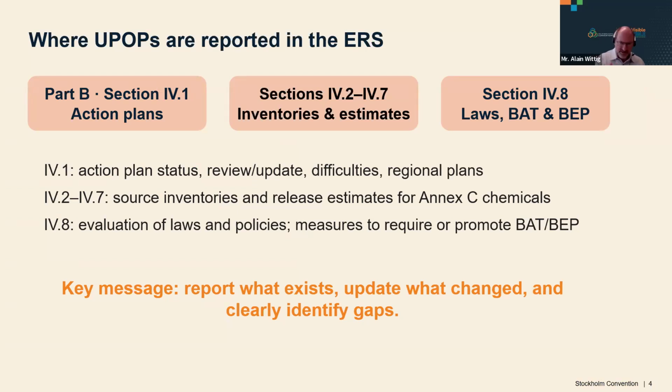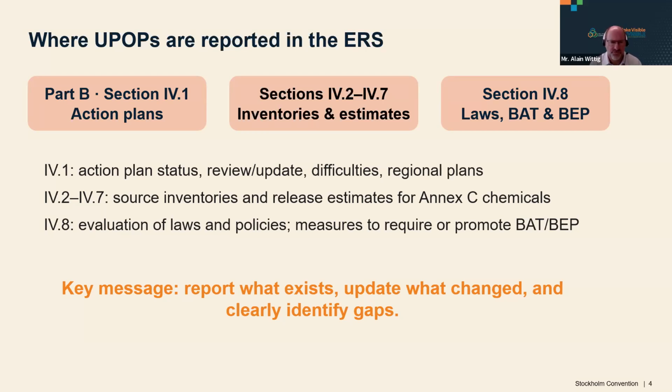So basically, all this Article 5 information is reported in Part B, Section 4 of the National Reporting Questionnaire that was just presented by Lena. And this part of the questionnaire is really dedicated to the UPOPs. More specifically, Section 4.1 covers the Article 5 action plan that I mentioned. And this is where parties report whether the action plan has been developed, reviewed, or updated, and whether there have been any difficulties in the implementation of the action plan.